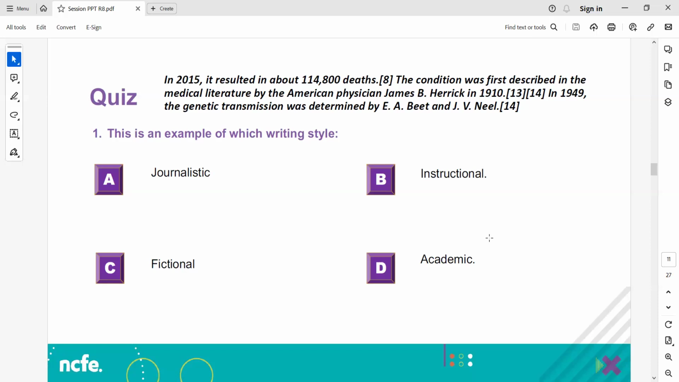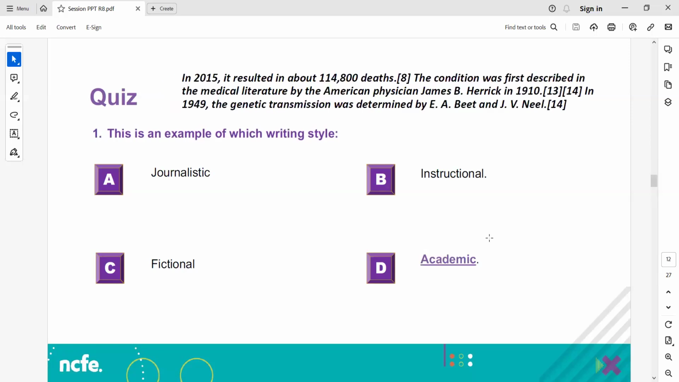Can anyone tell us why we know it's academic? What features tell us that it is academic? It's got references. Excellent, well done, both of you. The reference numbers. Anything else that we might see? The amount of numbers. We might see those in journalistic texts as well, but they are a feature of academic writing, referring to dates and figures. Well done. So that was academic.